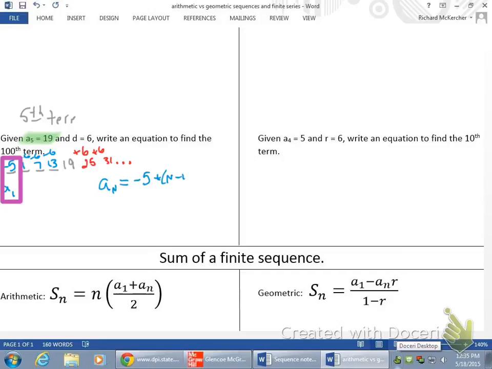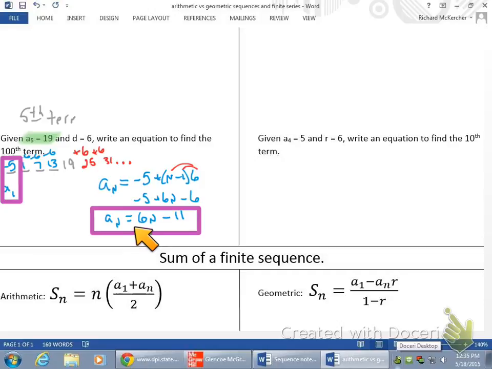Now you know it. Fill in the blanks. Distribute and combine your like terms to come up with the formula that'll show it. Once you have a formula, we call that an explicit formula. Once you have an explicit formula for this, you can use that just to plug in 100 to find your 100th term.